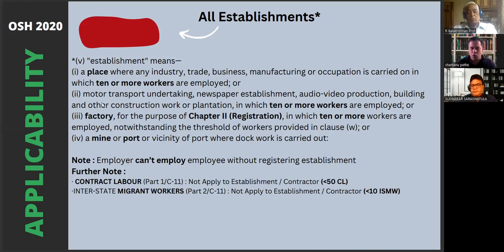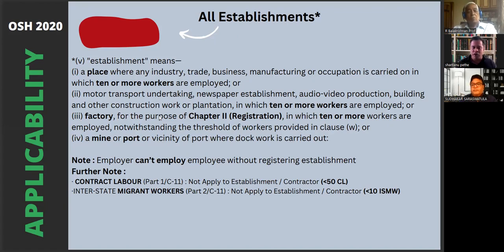Now, motor transport undertaking, newspaper establishment, audio-video production, building and other construction work or plantation in which 10 or more workers are employed. So similarly 10 here. And the factory, this is a very interesting feature. Factory for the purpose of Chapter 2, that is registration.